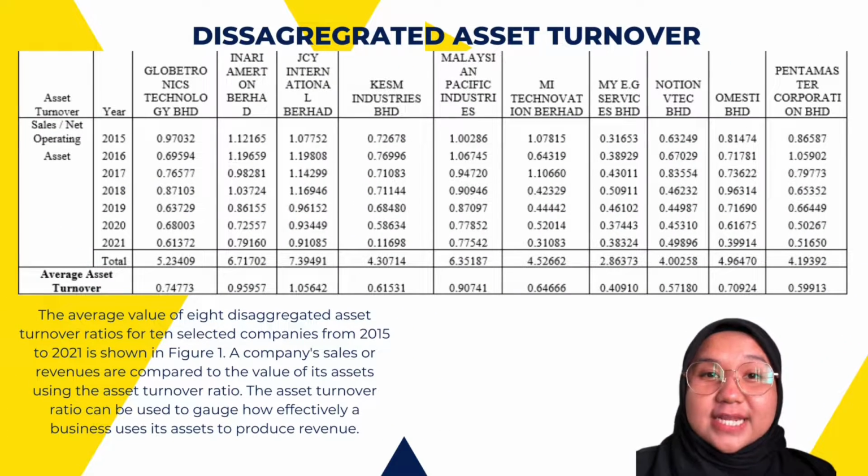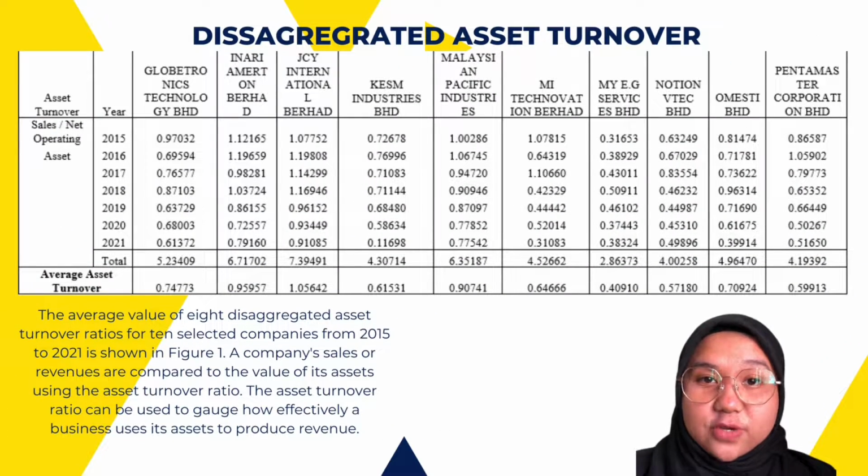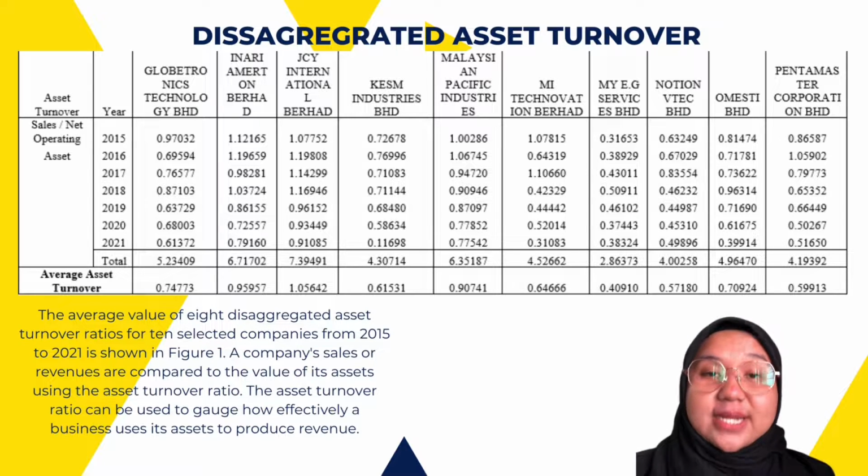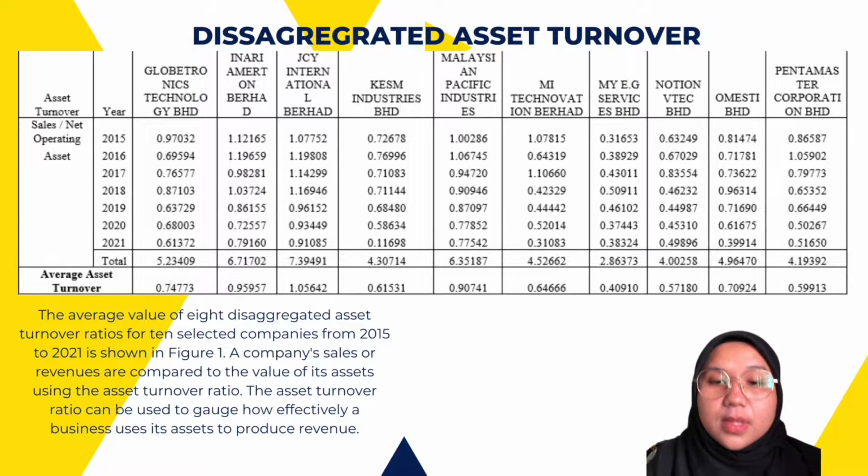The average value of the disaggregated asset turnover ratio for 10 selected companies from 2015 to 2021 is shown in the figure. A company's sales and revenues are compared to the value of its assets using the asset turnover ratio. The asset turnover ratio can be used to gauge how effectively a business uses its assets to produce revenue.